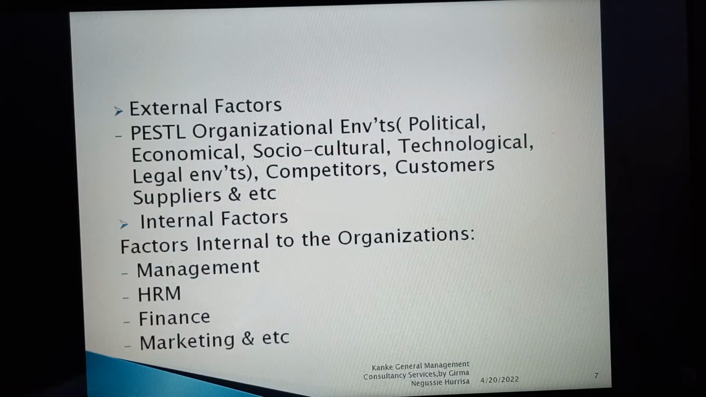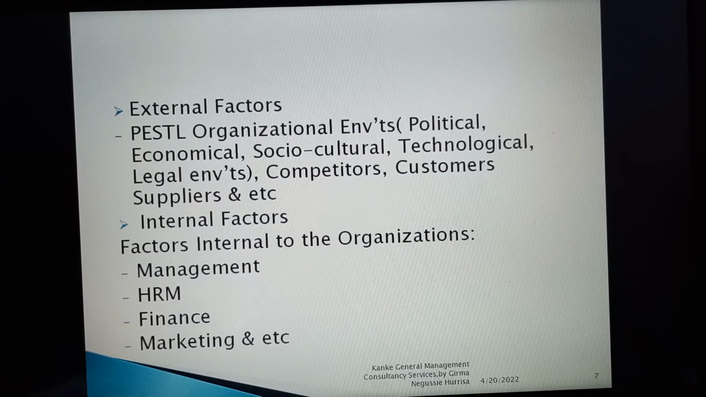Internal forces are forces that occur within the organization. This could be from management, the top management, the middle level management, the operational level management, or it could be the human resources. The impact of the human resource, behavior of human resource, the skill and knowledge of human resource. Finance could be another factor that can affect internally the occurrence of change. Marketing, the product preference, the demand of customers, taste of customers, or it could be pricing. Other product aspects could have impact on change in the organization.